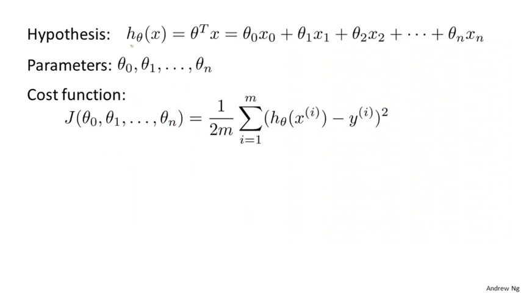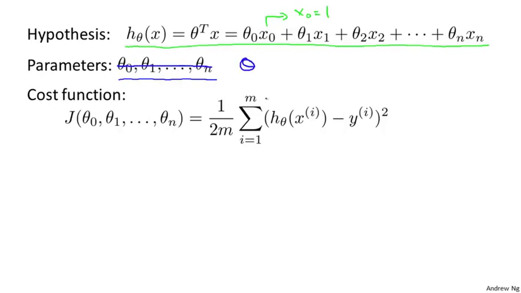To quickly summarize our notation, this is our form of hypothesis in multivariate linear regression, where we've adopted the convention that x0 equals 1. The parameters of this model are theta 0 through theta n, but instead of thinking of this as n separate parameters, which is valid, I'm instead going to think of the parameters as theta, where theta here is an n plus 1 dimensional vector. So I'm just going to think of the parameters of this model as itself being a vector.